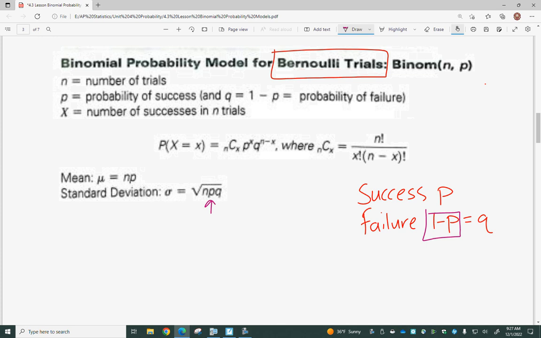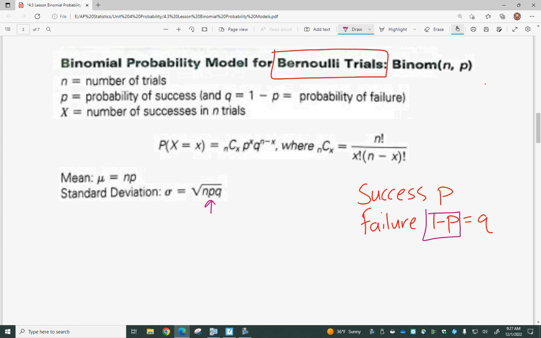And so in the last lesson in geometric probability, we were looking for the probability of a first success. When we look at a binomial probability, we are looking for a total number of successes. So we are interested in, let's say, what's the probability we get 3 successes in this number of trials? What's the probability we get 5 successes in this number of trials? So it is about the number of successes rather than the first success. And that's what makes the difference here.